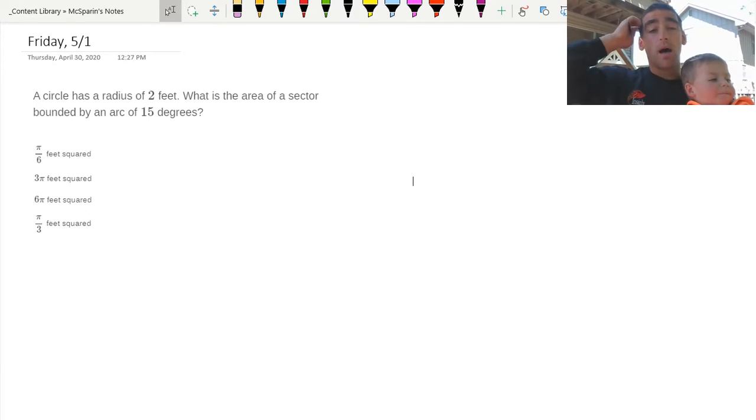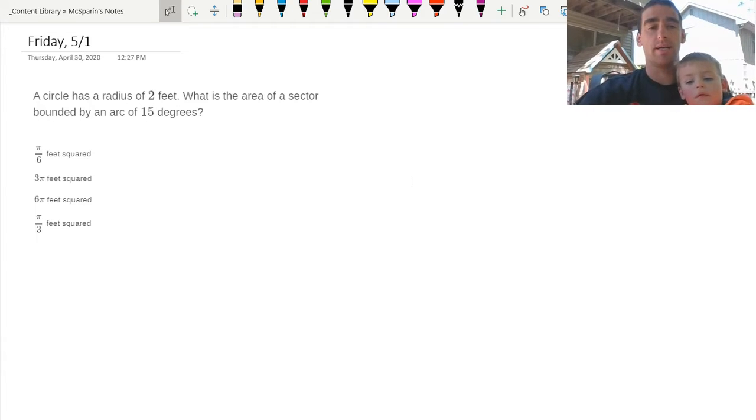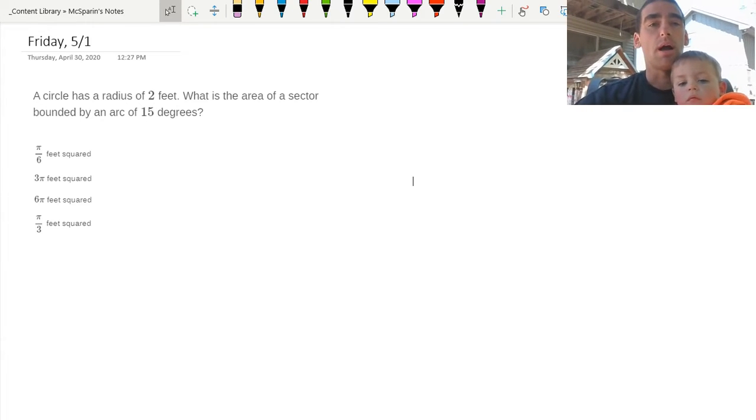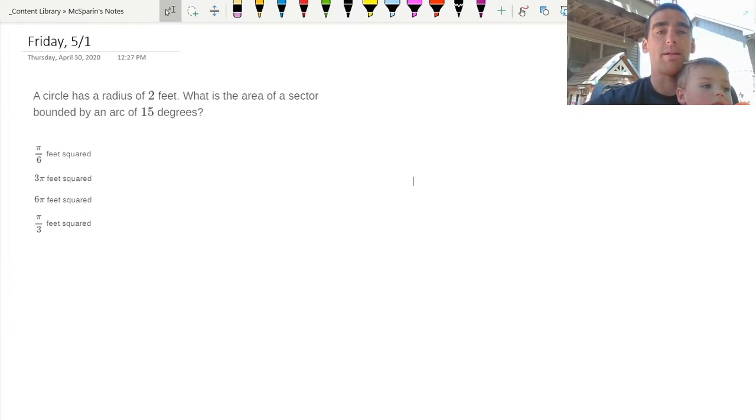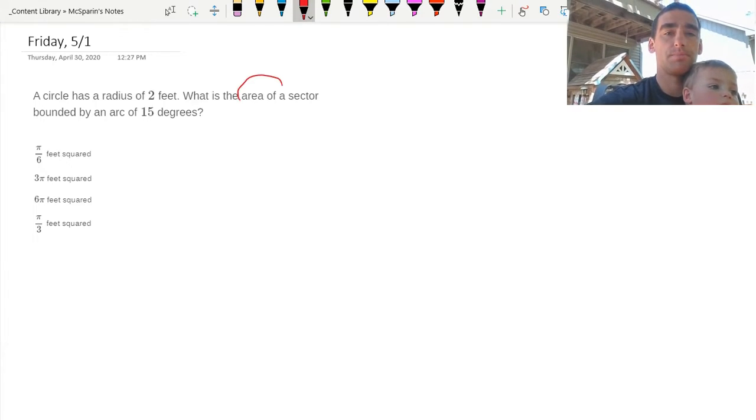All right, so I want to show you how to find the area of a sector, just real quick, and then over the next few days we'll do more practice on the arc length and the area of a sector. But now you'll have it all if you want to go ahead and try and take the PFA. All right, so a circle has a radius of 2 feet. What is the area of a sector bounded? So area of a sector.